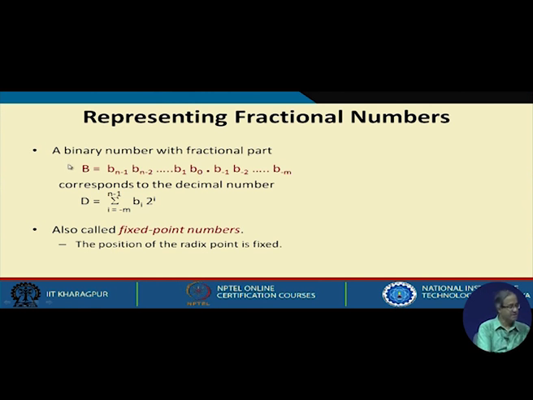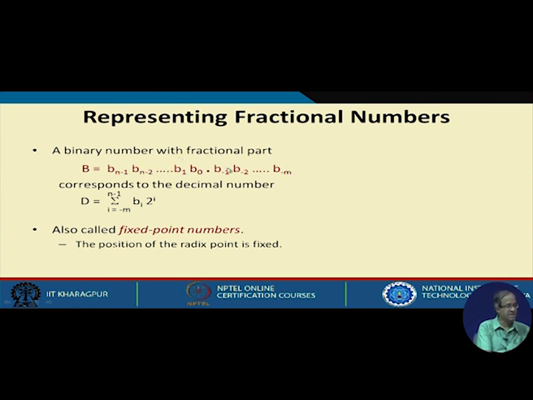Well, here as I said, we want to represent a binary number with a fractional part. So, in general, any binary number with a fractional part can be represented like this, where this B0, B1, these are the binary digits, this dot is the binary radix point. So, this side you have the integer part and this side you have the fractional part. If you want to convert this binary number into the equivalent decimal, you recall that every binary position has a weight. B0 has a weight of 2 to the power 0, B1 has a weight of 2 to the power 1 and so on.